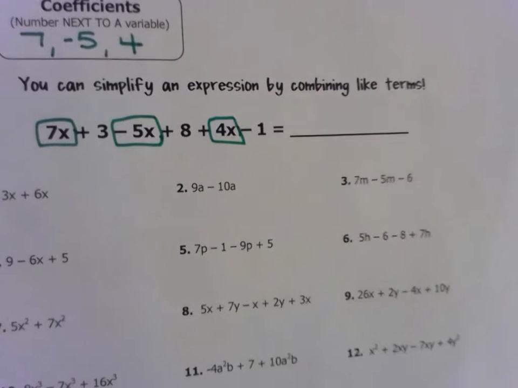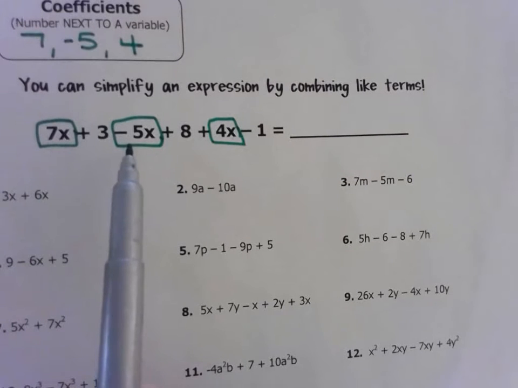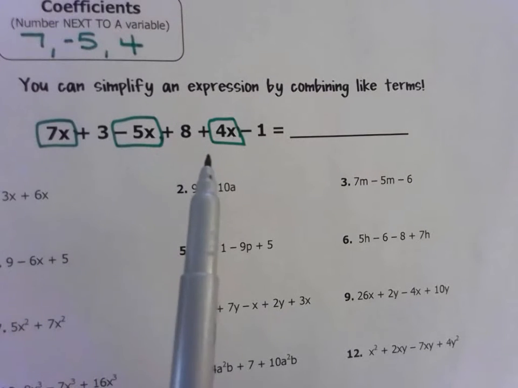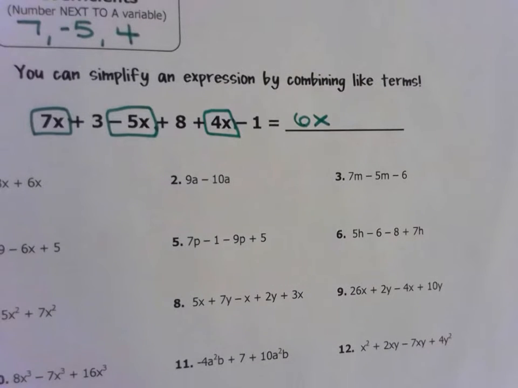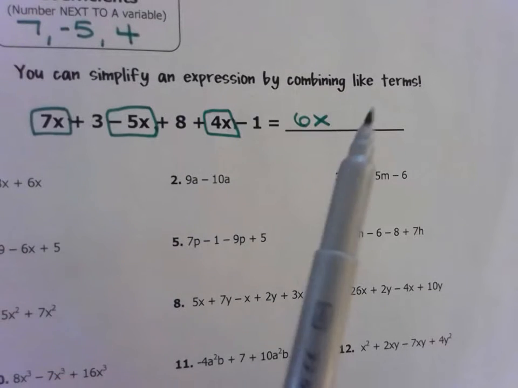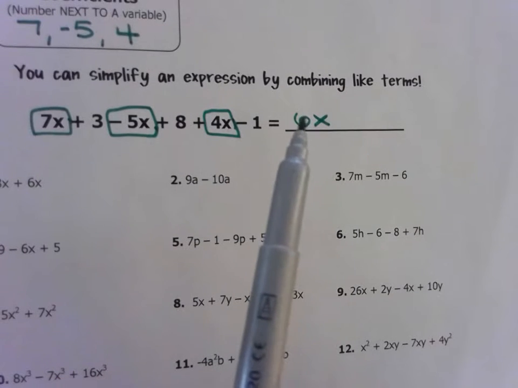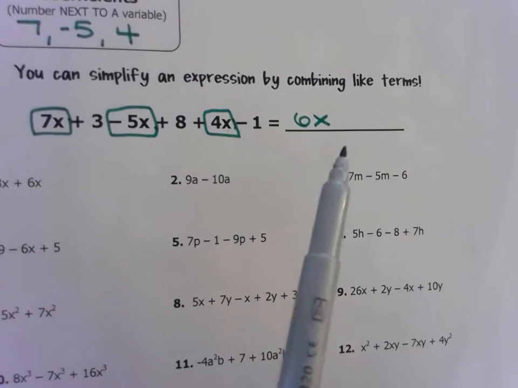Okay, so we can combine those by putting them together. All you do is you combine the coefficients. What is 7 minus 5? 2 plus 4? 6. And you put the x with it. This is not rocket science. We are adding and subtracting numbers. 7 minus 5 is 2, plus 4 is 6. If you struggle with that, use a calculator. That is fine. Okay, you keep the x the same. They are the like terms.